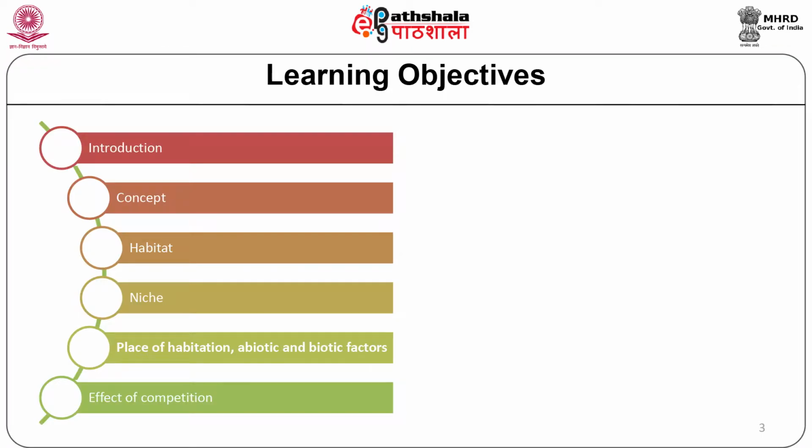Similarly it is with plants. Plants are also characterized on the basis of these into aquatic plants, xerophytic plants, epiphytes and terrestrial. So, in this module the learning objectives will be to understand the concept of habitat, niche, biotic and abiotic factors affecting them, the place of habitation and the effect of competitors on niche overlappings.